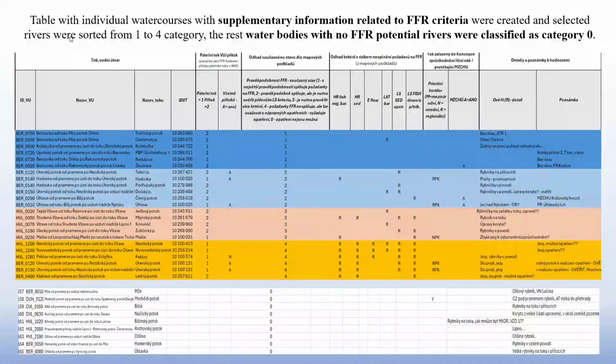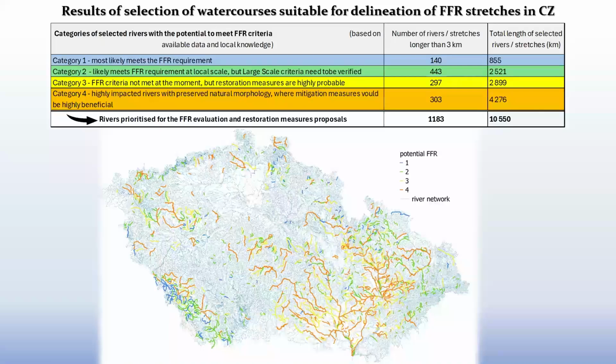So that's how the table with these individual selected watercourses looks. We add some supplementary information about the pressures from the free-flowing river methodology point of view, whether there is a problem with sediments, e-flow, lateral barriers, and so on. And here, finally, are the results of our selection for the whole country.